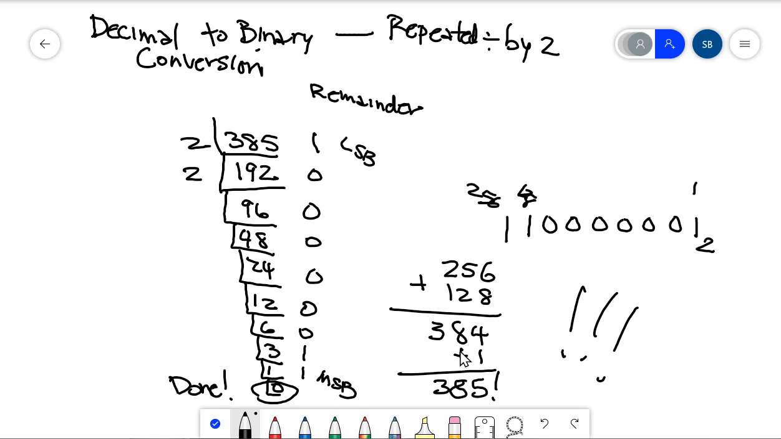And that's how you use the repeated division by 2 method. As I said, that works well also for hexadecimal numbers. You're dividing by 16. I'm probably going to need a calculator to do that.